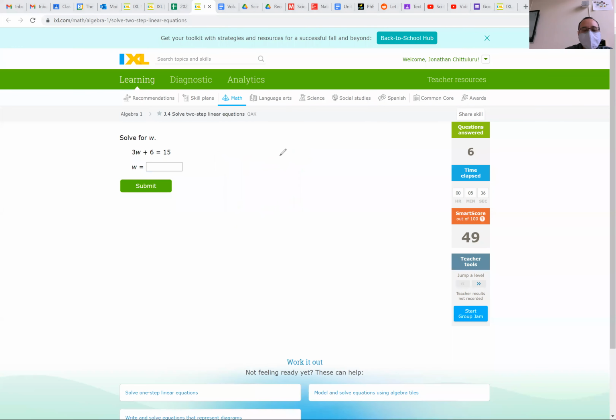So now 3w plus 6 equals 15. Subtract 6 from both sides. 3w equals 9. Divide both sides by 3. W equals 3, okay? And we're just undoing what's happening, right? So we start by adding, the problem adds 6, so we subtract 6 to get to 9. The problem multiplies by 3. We divide both sides by 3 to get to 3 on the right, okay? So that's how that's done.